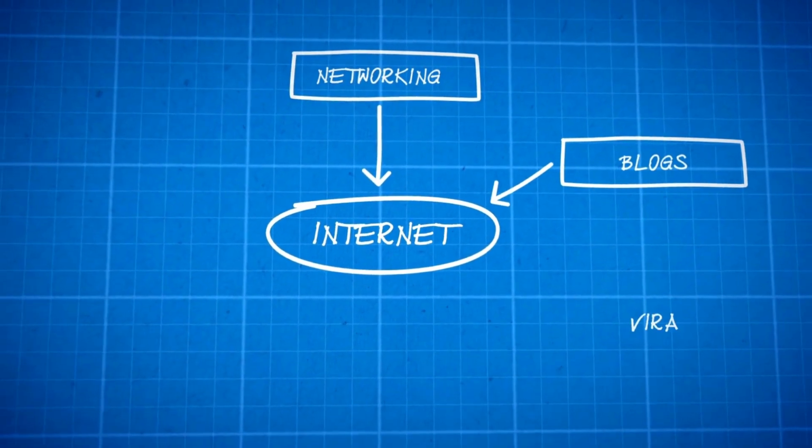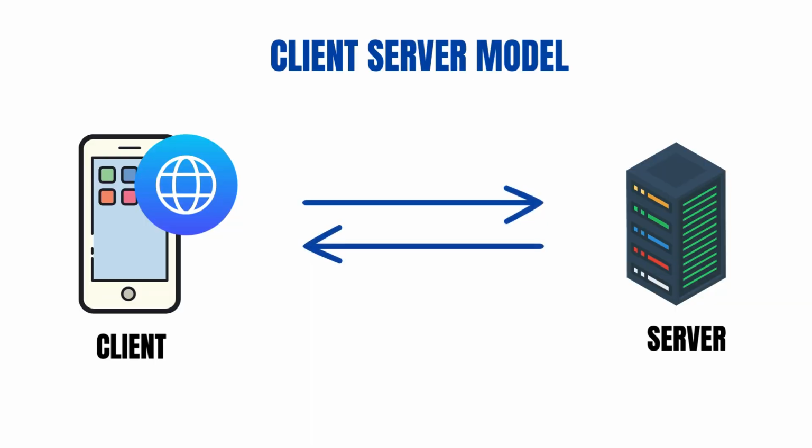So HTTP, behind the scenes, follows the client-server model. The client, like your web browser, sends the request to the server, like a website, for data. The server processes the request and sends back a response, which might be a web page or any other information.